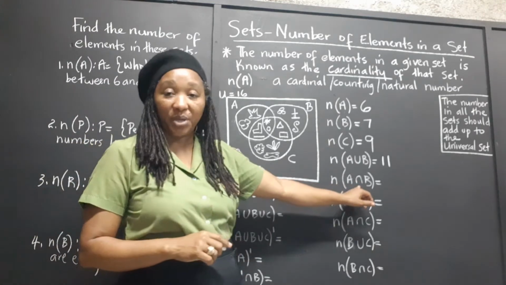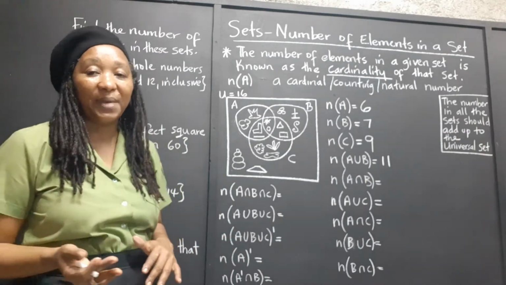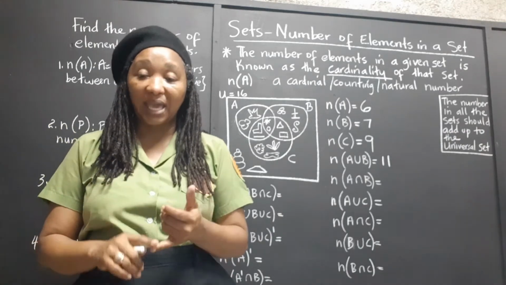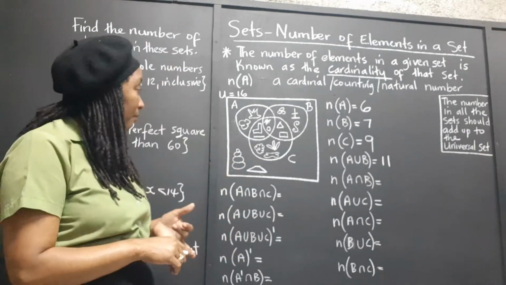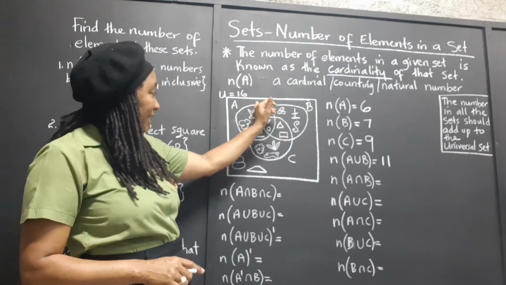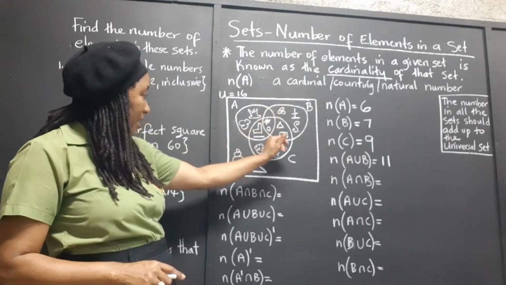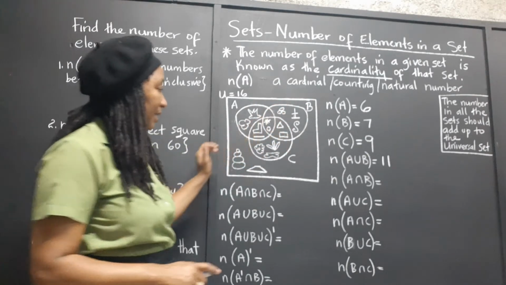A intersect B. Where does A and B overlap? So what are the elements in both A and B? So that's these right here. See, where set A overlaps with set B, that's 2 elements.